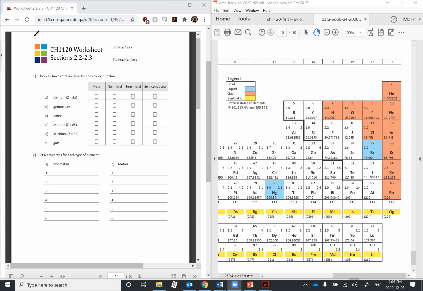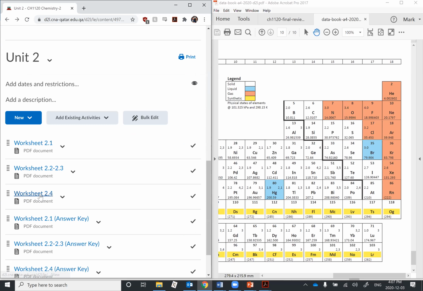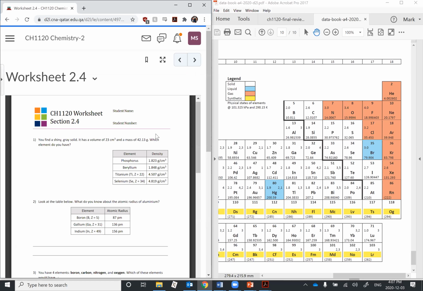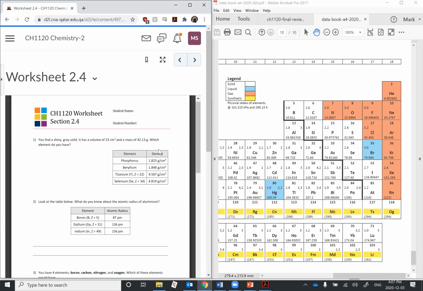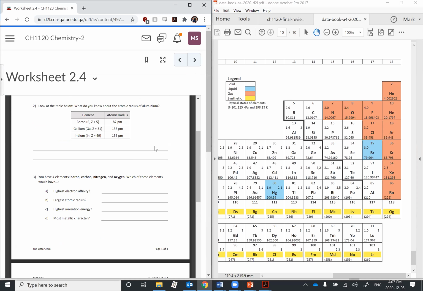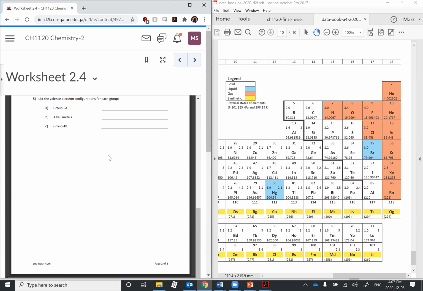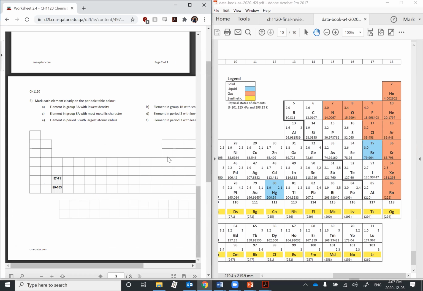The other question I had this morning from a student was section 2.4. Now, I don't even know what this is, so let's have a look. Section 2.4, it's probably ionic trends is my guess. Yeah, so section 2.4 is all about ionic trends: the density, the atomic radius, electron affinity, ionization energy. This is actually a really good practice worksheet, for example.